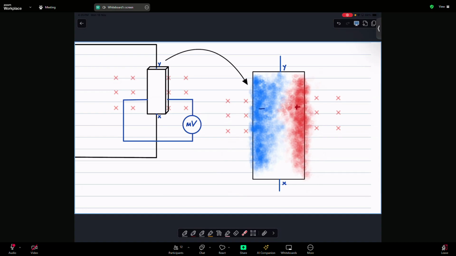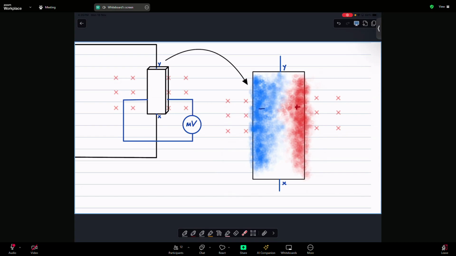Now, why do the electrons move to the left? If you use Fleming's left-hand rule, you'll find that the electrons will bend this way. So you first assume the electrons to be positively charged. You'll find that they go this way, but electrons are not positive, they're negative, so they go that way. Now, what's in it for us?